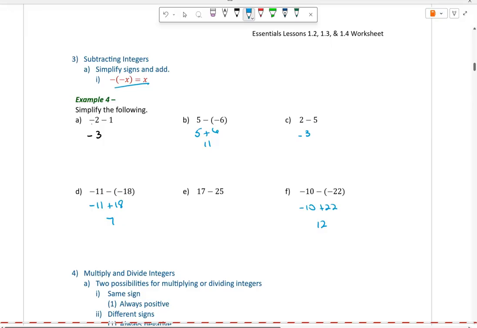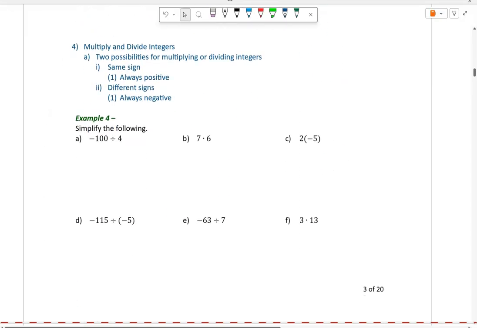Okay? Now what we just talked about a while ago, multiplying and dividing, 2 possibilities there. Again, if they're the same sign, same sign, always positive. Opposite sign, always negative. So negative 100 divided by 4, is that going to be positive or negative? Negative, because I have different signs. So negative, and then just do whatever it says. 100 divided by 4 is 25, right?